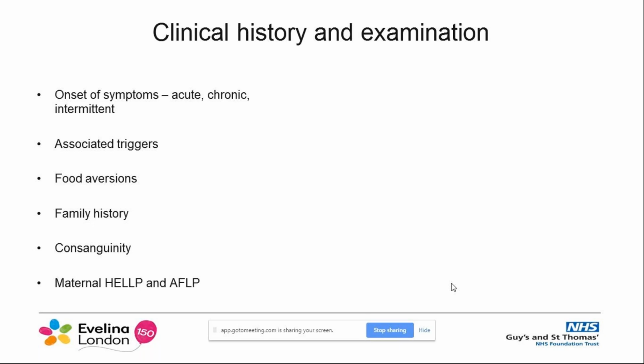And then is there an antenatal or perinatal history of maternal HELLP or acute fatty liver of pregnancy? It's not very common, but it has been reported in infants who then go on to have normally a long chain fat disorder, so not that common, but it has been associated in the literature.